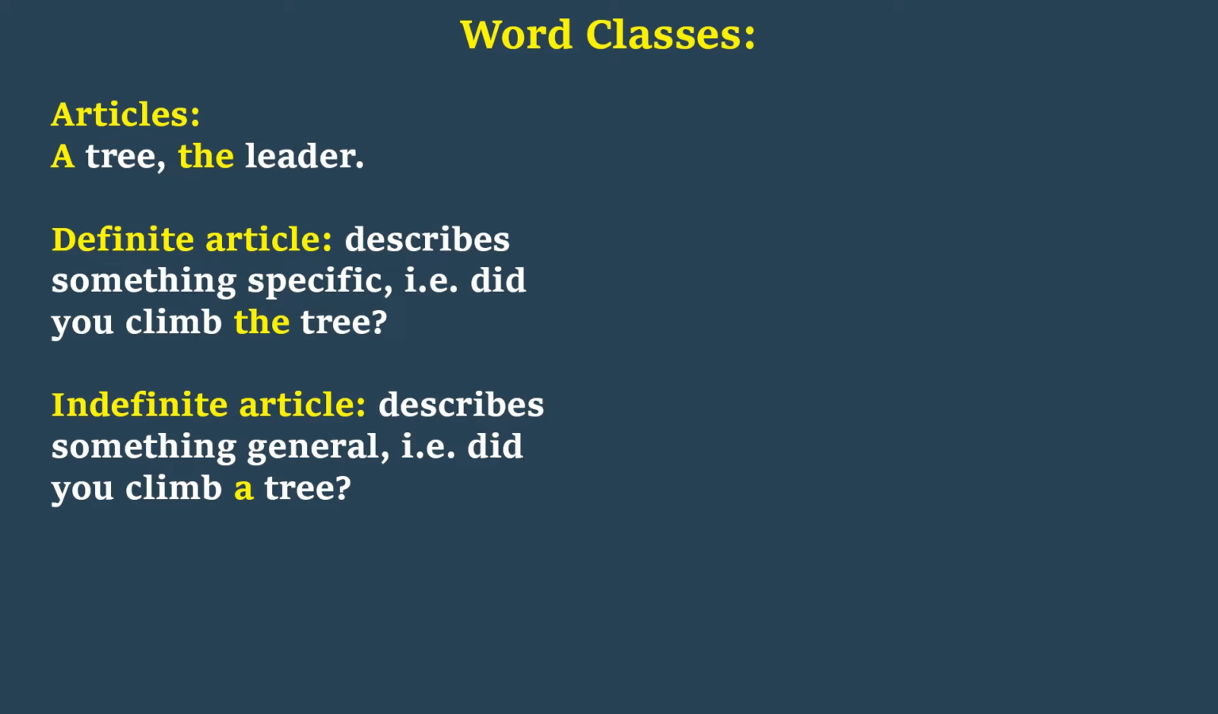A definite article describes something specific, i.e. did you climb the tree, for example, whereas indefinite articles describe something general, i.e. did you climb a tree. It could be any tree, whereas the tree is very specific.